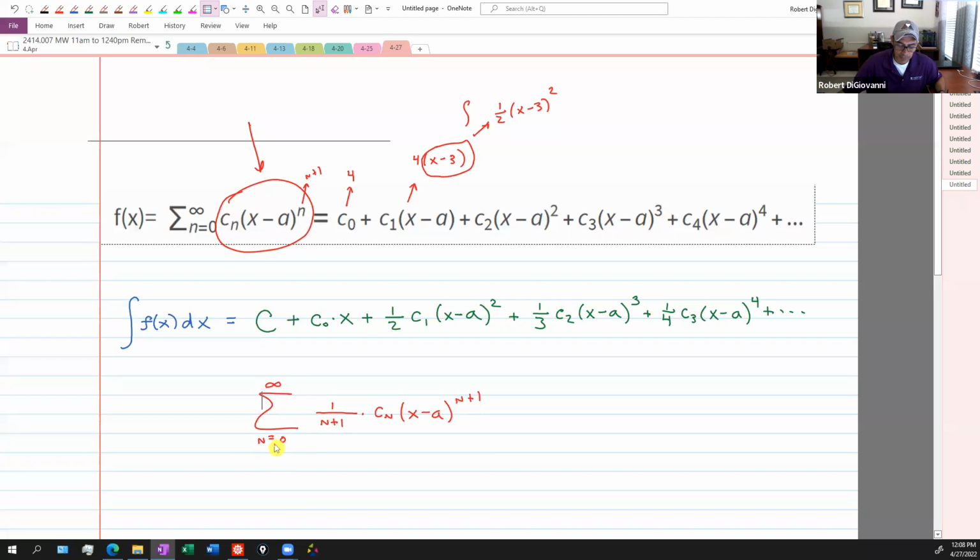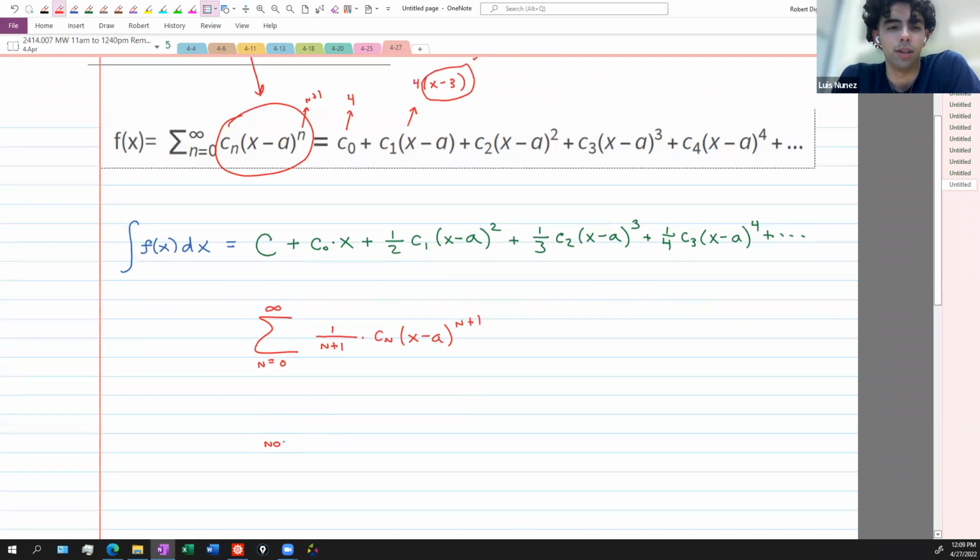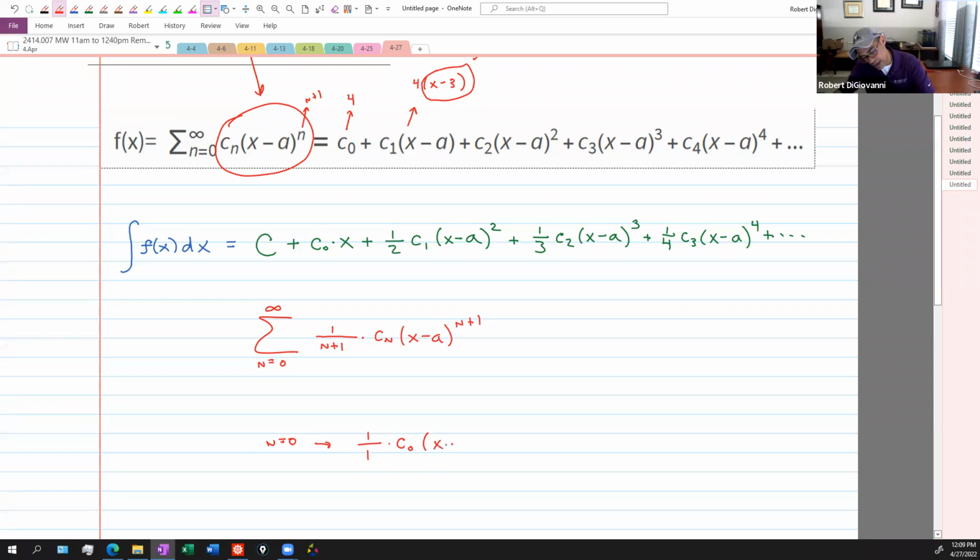Y'all see that this works? If n is 0, you get 1 c sub 0 (x minus a) to the 1, which is this. Y'all are just going to take that? Y'all aren't going to challenge me on that at all? Just tell me what happens when n is 0 on this formula I just put up here. If n is 0, you get 1/1 times c sub 0 times (x minus a) to the 1, right?